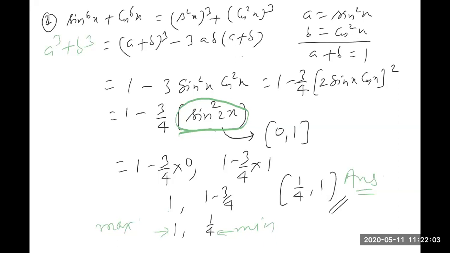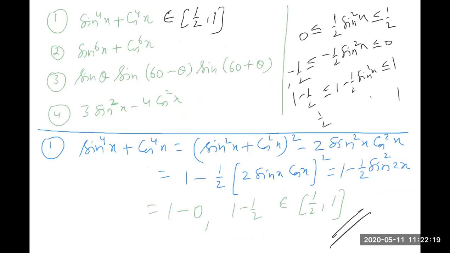What is the answer? So what is the answer of this? 1 upon 4 to 1. So the answer of this belongs to 1 upon 4 to 1. This is the answer. Okay. 1 upon 4 to 1.